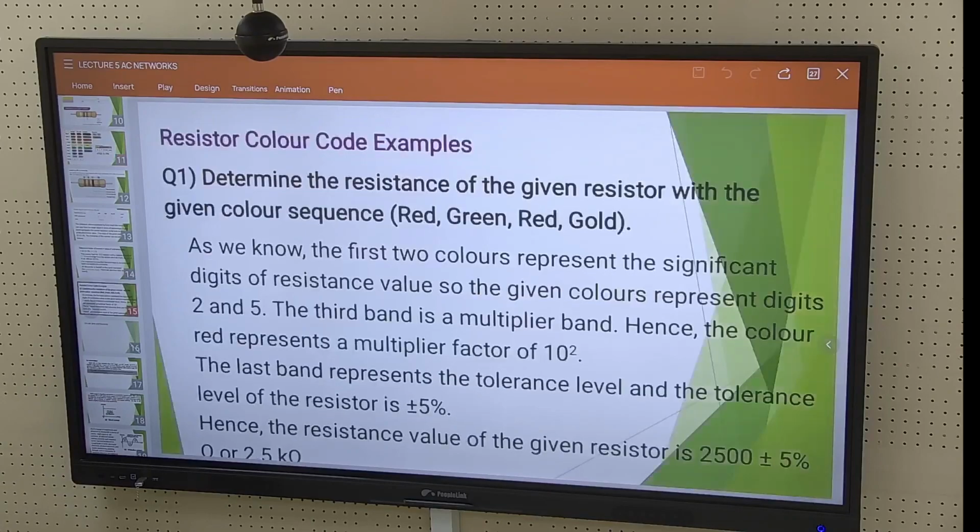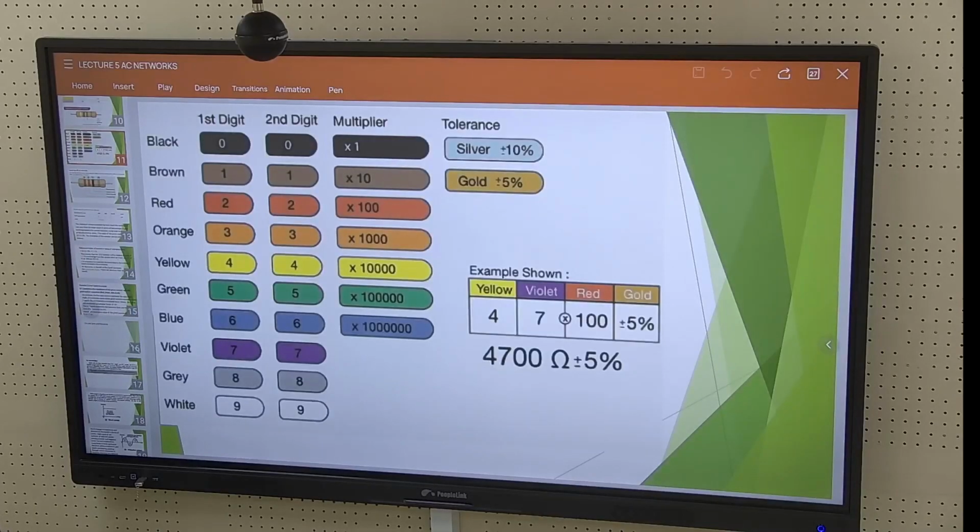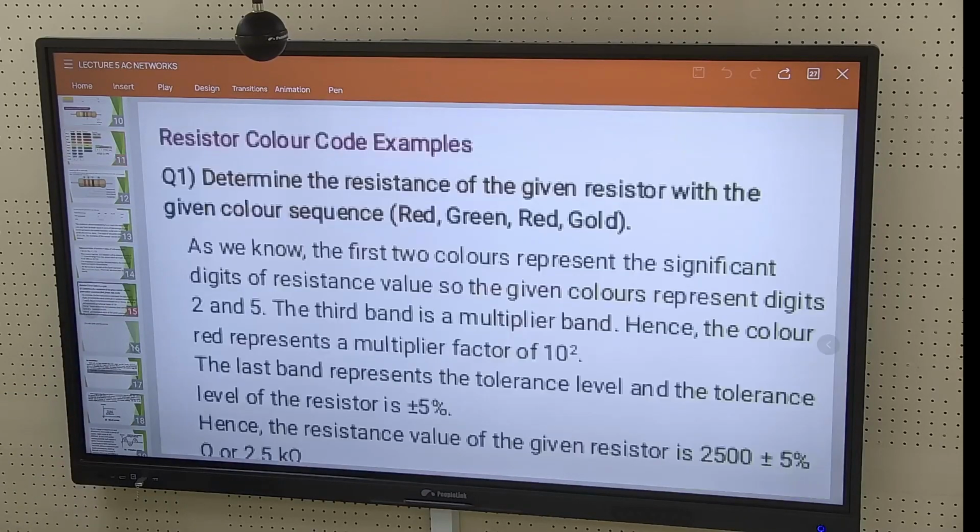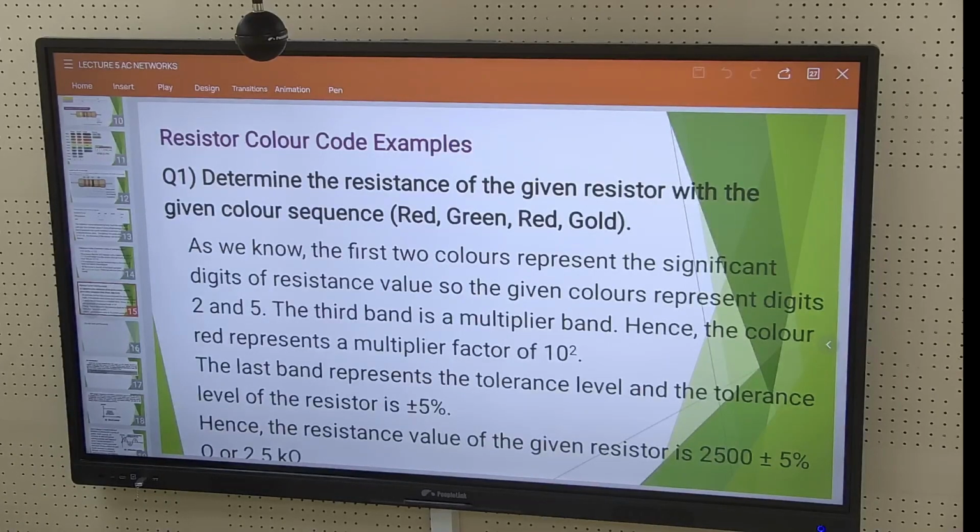And then what next? Red is the multiplier, 100, and gold is the tolerance, 5%. The third band is the multiplier band, hence the color red represents the multiplier factor of 100. The last band represents the tolerance level, plus or minus. Hence it would be 2500 ohms, plus or minus 5%, so that would be 2.5 kilo ohm resistance.